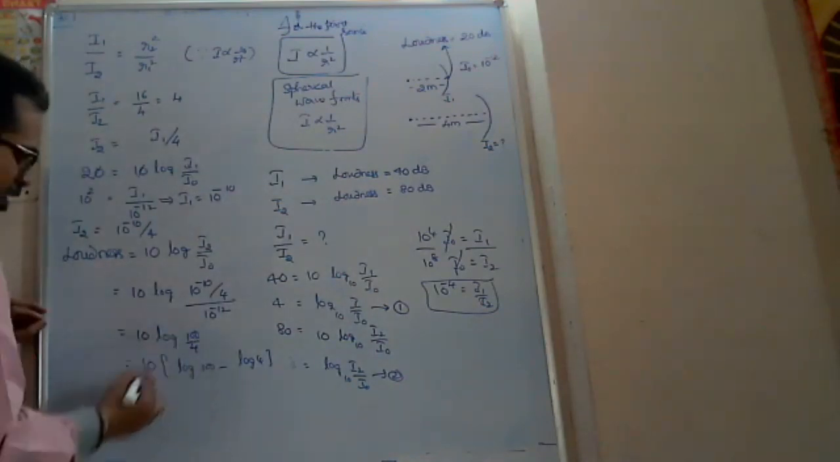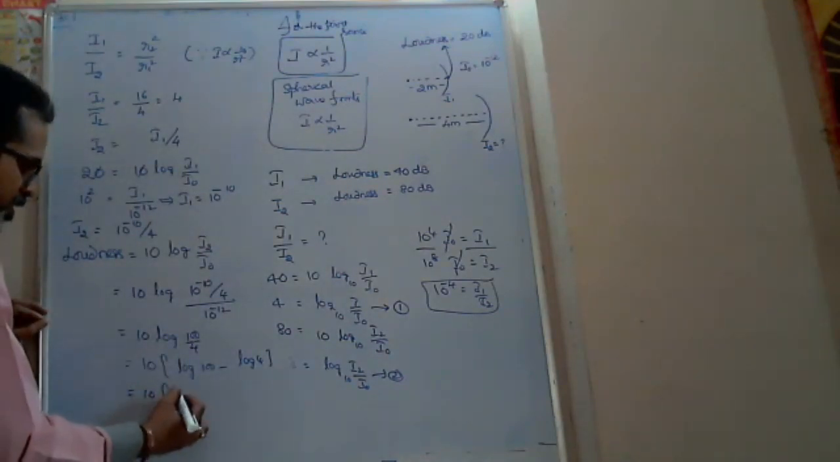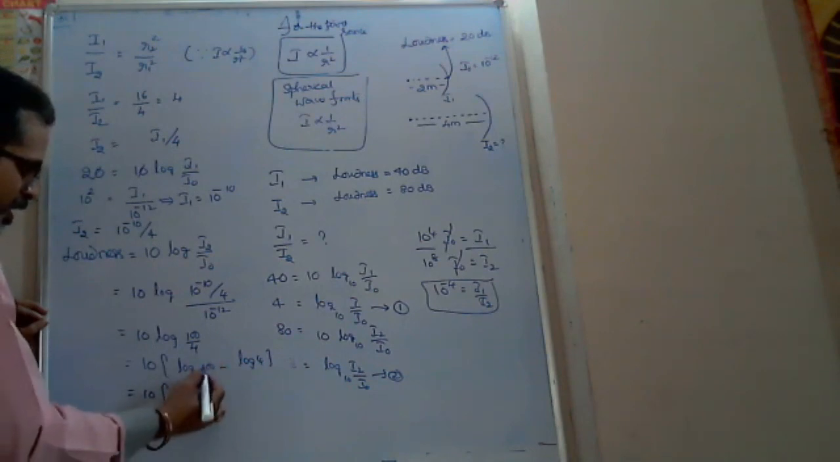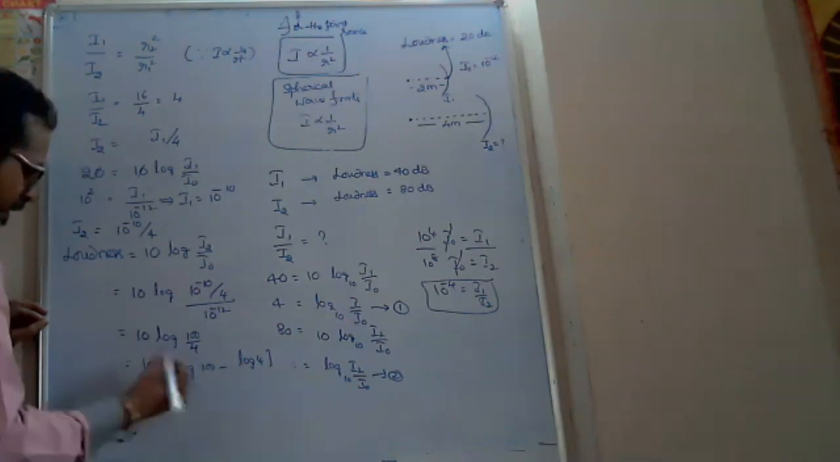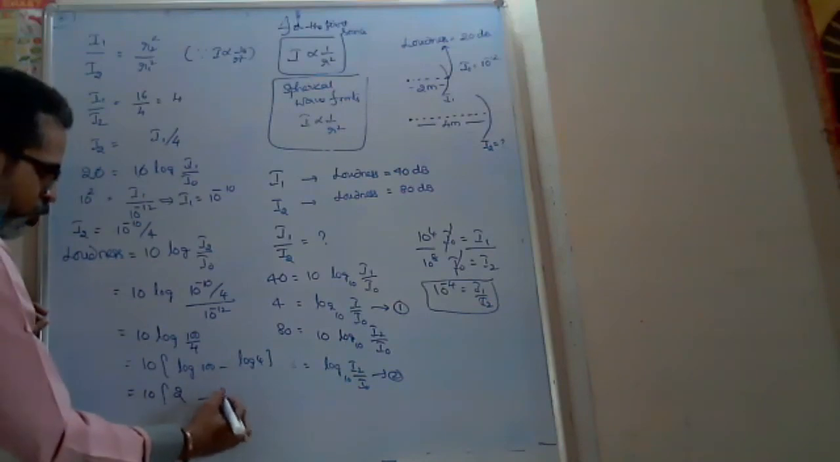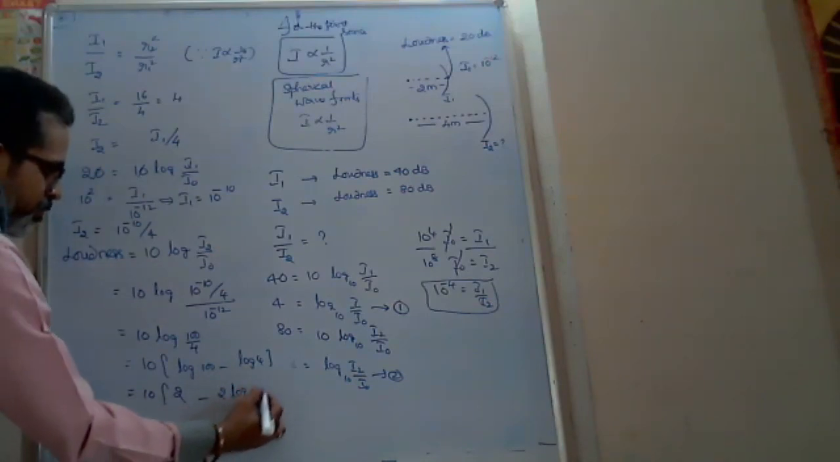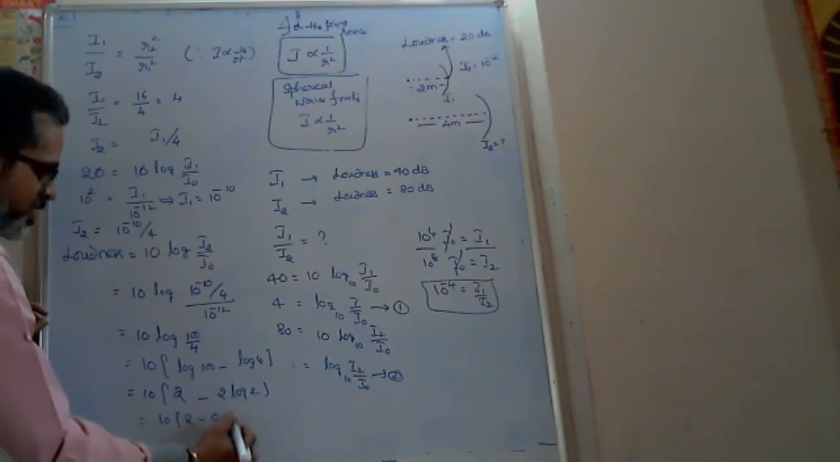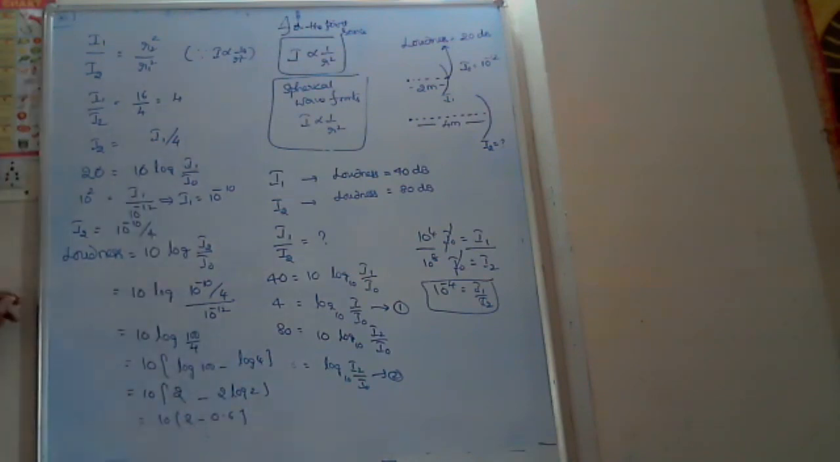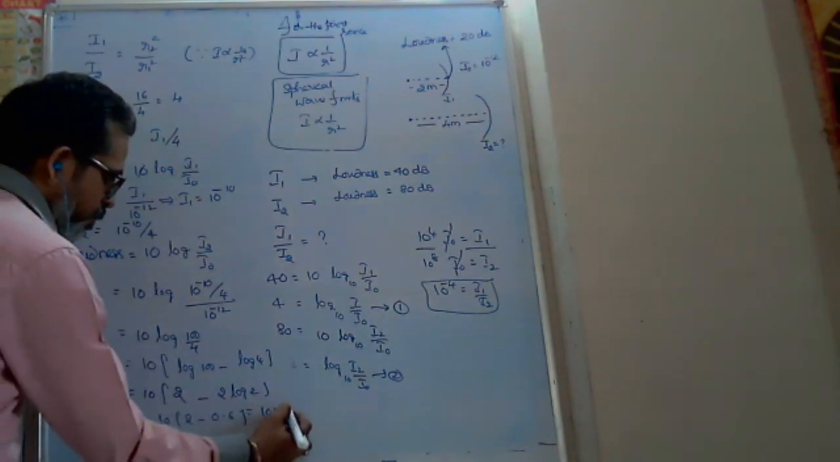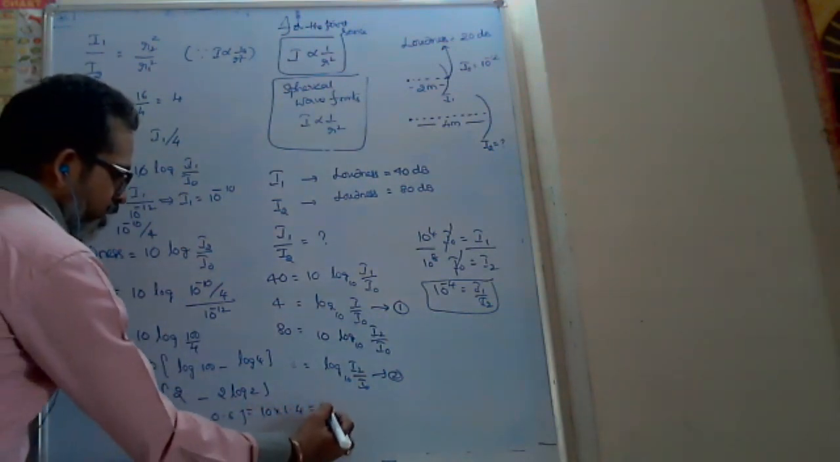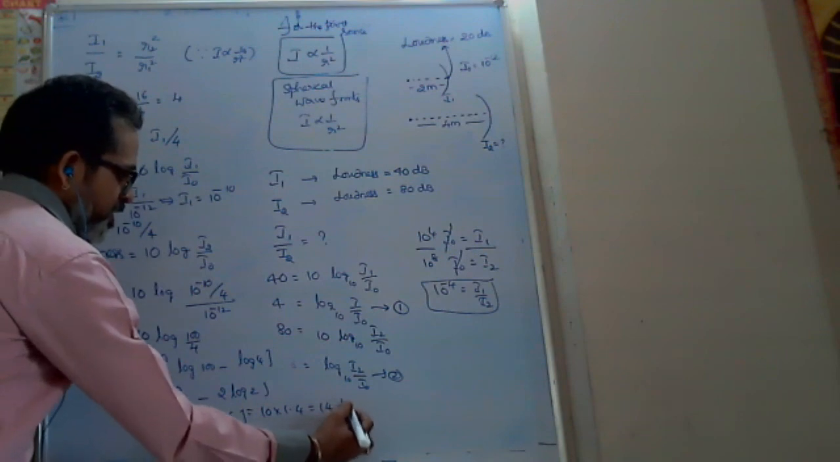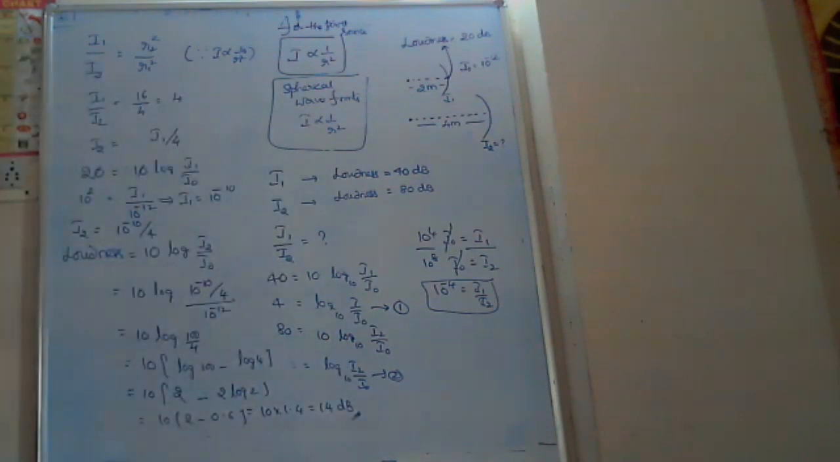Now log 100 is how much? 10 square, that is 2. And this is 2 log 2, approximately 0.6. So 10 into 1.4. Therefore it will be approximately 14 decibels. Nearly 14 decibels.